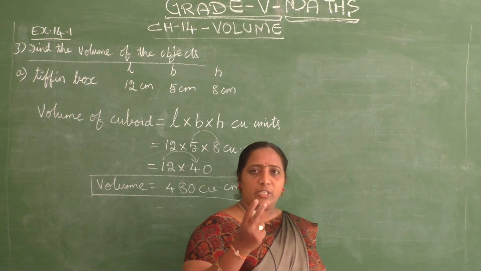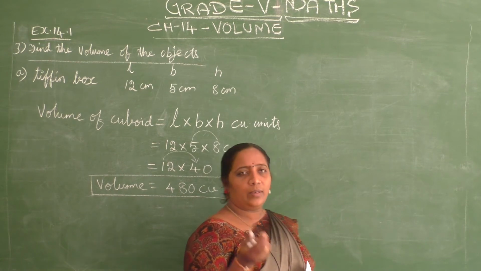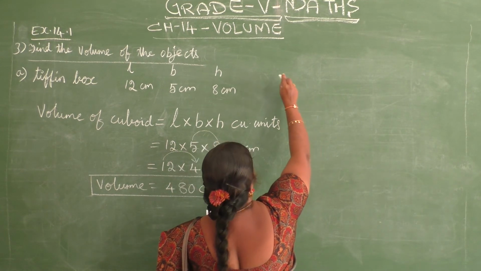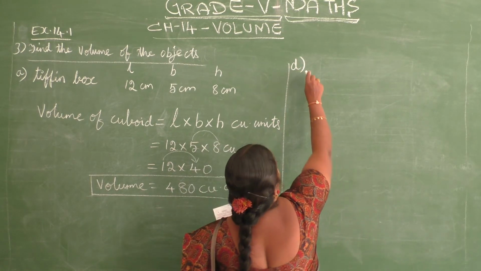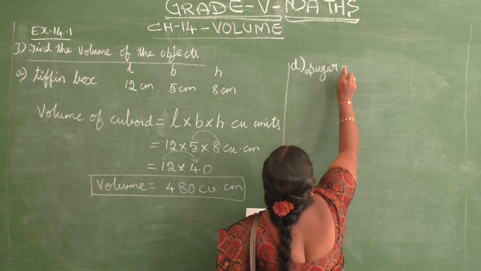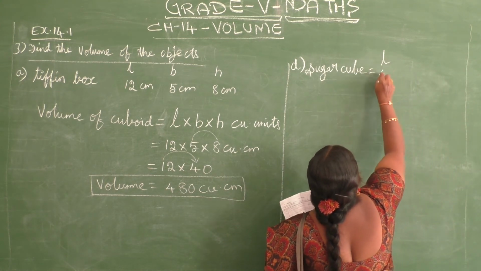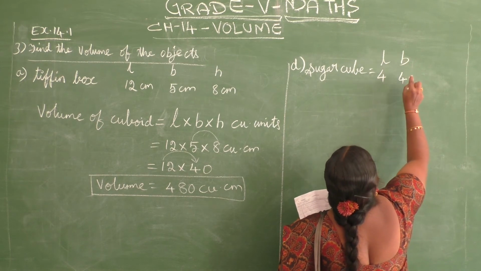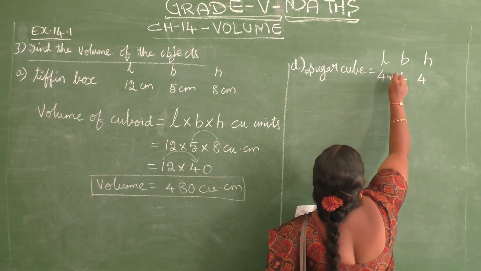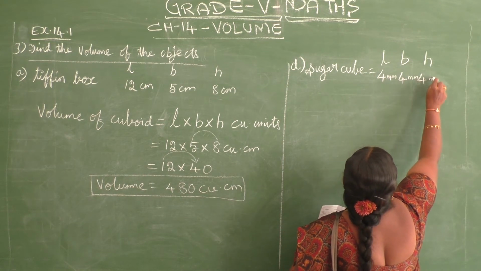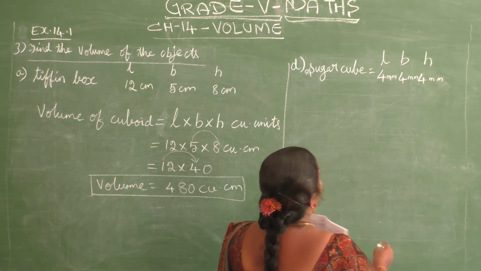Sugar cube. What is the shape of the sugar cube? In the name also it has the name cube. So I am doing D1, the sugar cube sum. The length is 4, breadth also 4, height also 4. Here the measurement is given in millimeter. So all measurements are equal because it's a cube.